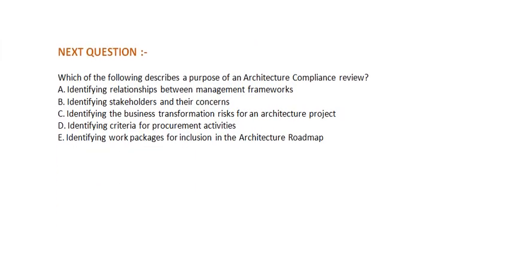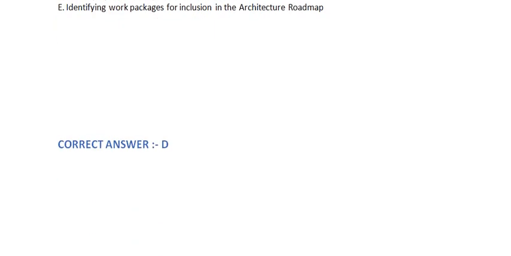Next question is, which of the following describes a purpose of an architecture compliance review? Option A, identifying relationships between management frameworks. Option B, identifying stakeholders and their concerns. Option C, identifying the business transformation risk for an architecture project. Option D, identifying criteria for procurement activities. And option E, identifying work packages for inclusion in the architecture roadmap. The correct answer is option D.